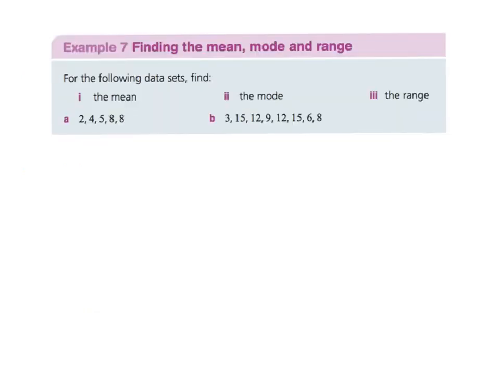For the following data set, they want me to find the mean, the mode, and the range. All right, so let's look at this first one here. If we were finding the mean, remember the mean is that symbol. We're just going to write it to get used to it. What we're going to do is add up all of these values and divide by how many there are. So how many is there? There's 1, 2, 3, 4, 5. So we're going to divide by 5, and then we'll get an answer for that.